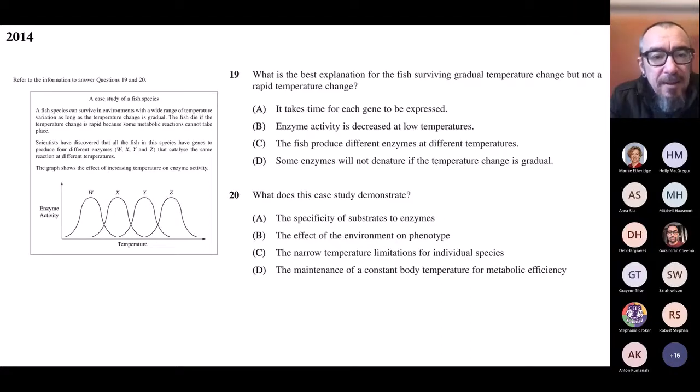The number of students that got question 20 correct, let's just say it's about 1 in 10 or less, of 18,000 students. That's the word that I've got. Think about which answer you're going to put in quickly. What does this case study demonstrate? If you've had time to read the stimulus. If you've locked in B, be proud of yourself.